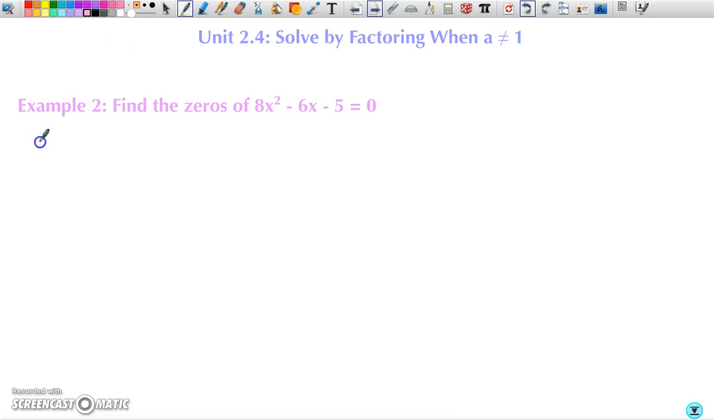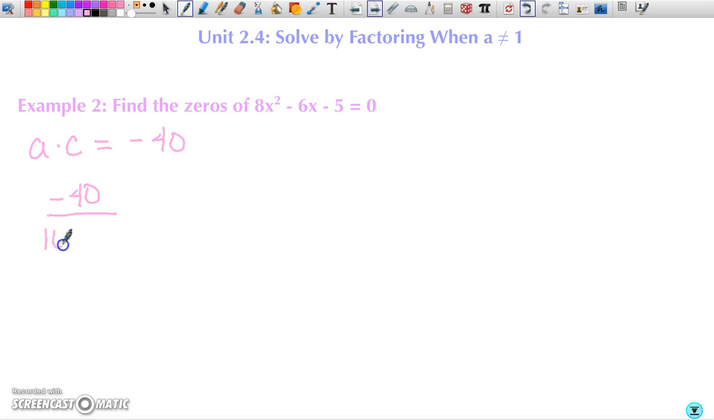So same process as before, a times c. So 8 times a negative 5 gives us a negative 40. Factors of a negative 40. Well, we need them to multiply to give us a negative 40. And this is going to come with time. It's going to take a lot of trial and error to actually come up with these factors quickly. So you'll probably have to sit with your calculator for a while and do some dividing to find what numbers go into 40 to help you out.